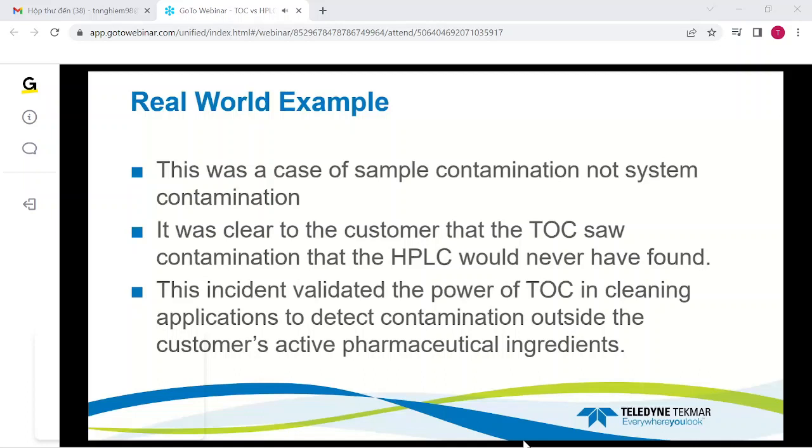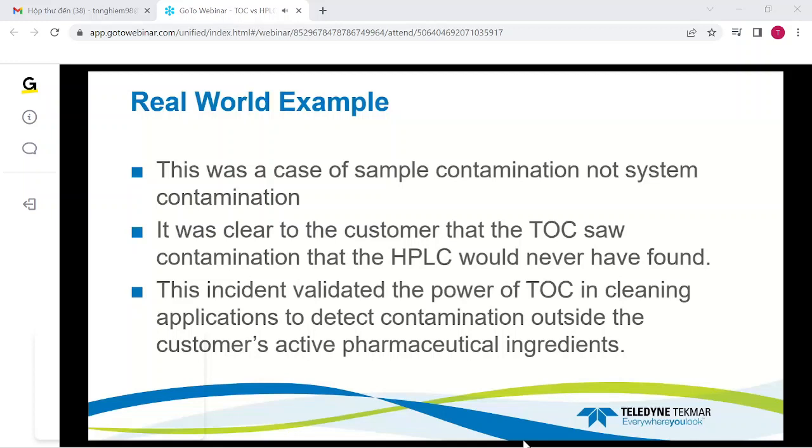So it was clear that the customer saw contamination that the HPLC may not have ever found, or they would have to do further investigation to understand what that active peak was. So the TOC, with the power of the cleaning validation, allowed them to detect contamination outside the active pharmaceutical ingredients. So you're not only just looking at what is in the active ingredients or your cleaning residues or your other material. This is actually going to capture everything, which is a good tool to use.